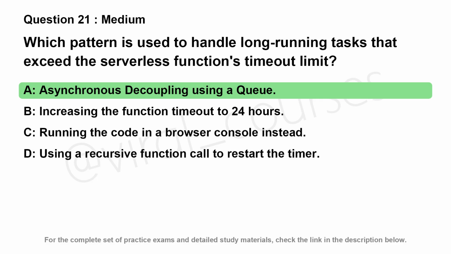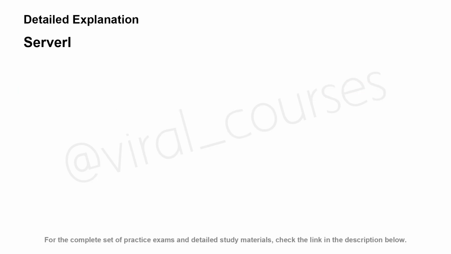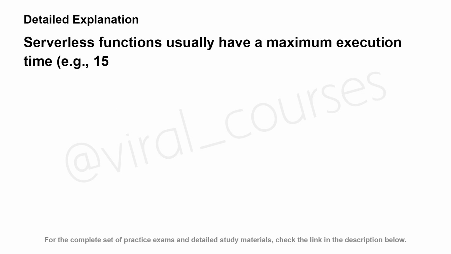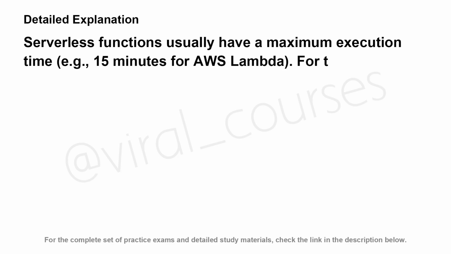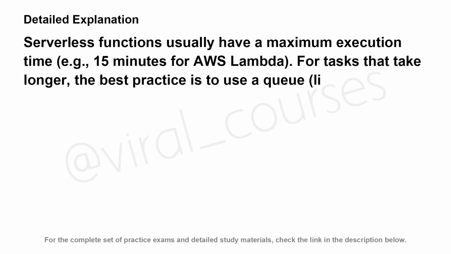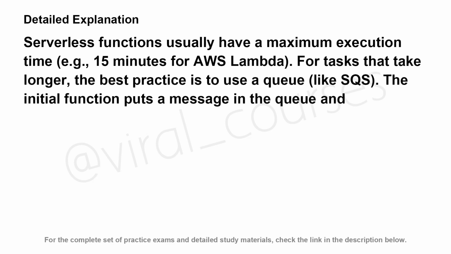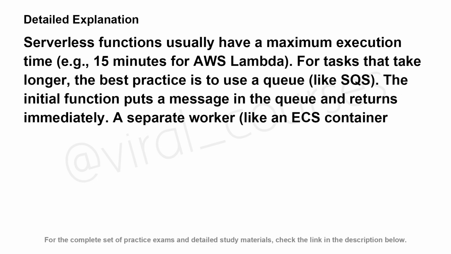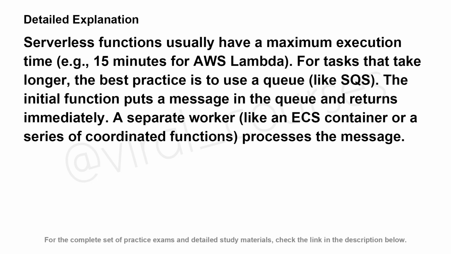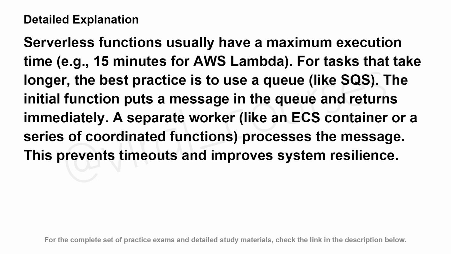The correct answer is A. Serverless functions usually have a maximum execution time, e.g., 15 minutes for AWS Lambda. For tasks that take longer, the best practice is to use a queue, like SQS. The initial function puts a message in the queue and returns immediately. A separate worker, like an ECS container or a series of coordinated functions, processes the message. This prevents timeouts and improves system resilience.